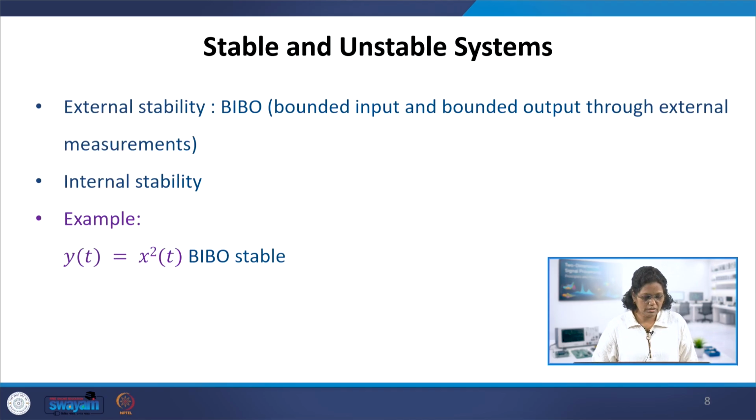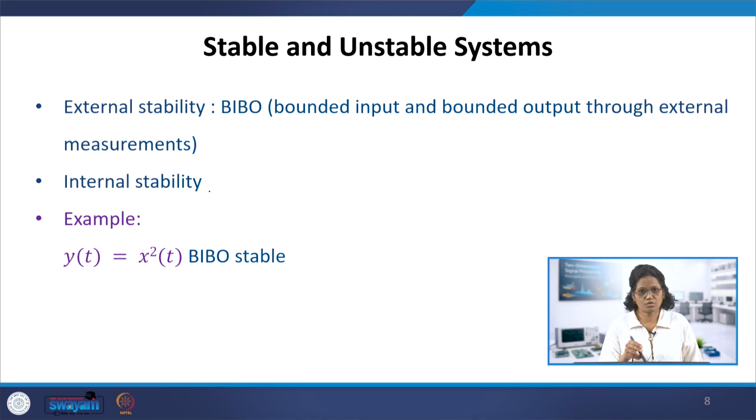So, when we talk about internal stability, in the sense that a system, a little more detail about the system needs to be known, in the sense of the system's poles and zeros. So if all the poles of this system, or the characteristic equation roots, are lying on the left half of the S plane, then it is called asymptotic stability or internal stability. So if the poles are lying on the left half of the S plane, we know that the system is stable. If the poles are lying on the jω axis, then those systems are called marginally stable.